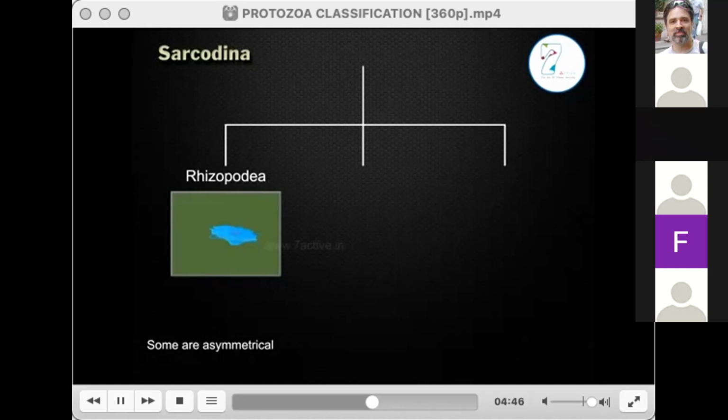Class 2, Piroplasmia. Parasites living in the RBC of vertebrates. Locomotory organs are absent. Body is naked and spores are absent. Example: Babesia, which causes red water fever in cattle.